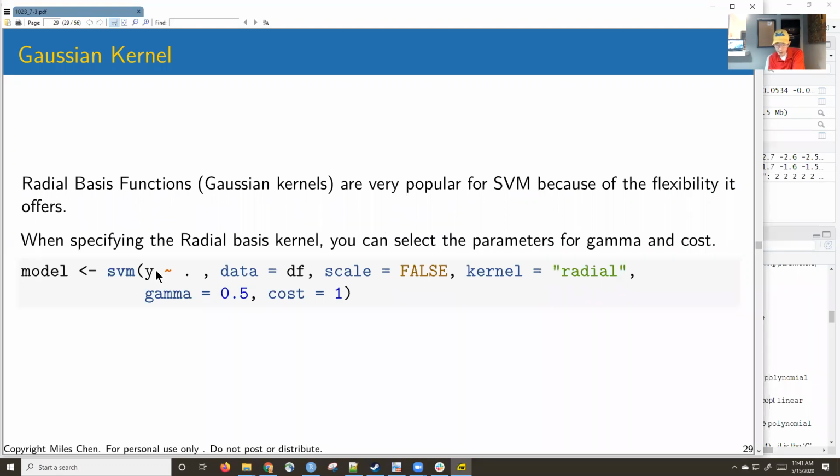And because it offers quite a bit of flexibility, right? And there's a few things. There's the gamma and cost parameters that you can mess around with for this, all right? And so this is basically your homework assignment.